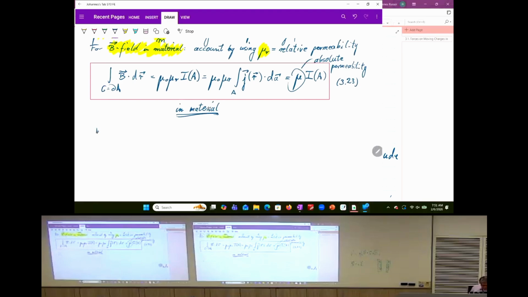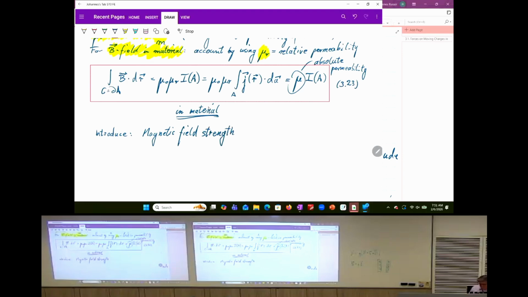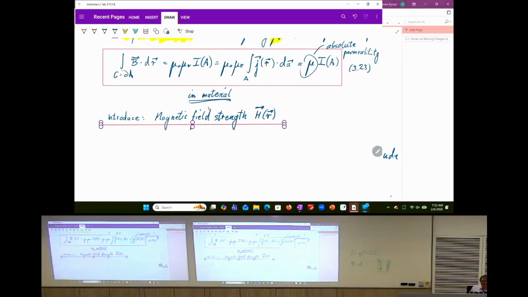And now we introduce a second field quantity. This is also in analogy to what we had in electrostatics. We had the E field and the D field, the electric field and the electric displacement field. Now we introduce the magnetic field strength, denoted with an H. And now we define the H field to be 1 over mu times the B field. So the magnetic field strength is 1 divided by the permeability times the magnetic induction or the magnetic flux density. Or the other way around, you can write the B field as permeability times the field strength.